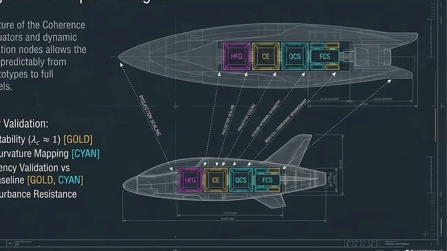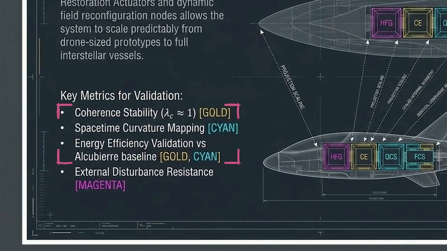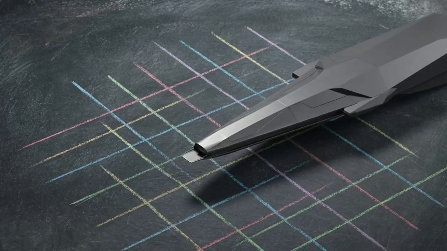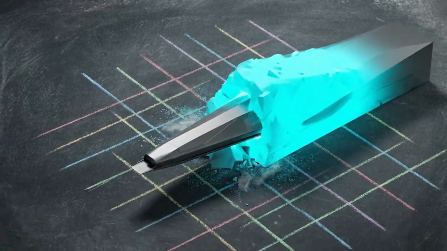The modular architecture allows these field reconfiguration nodes to scale predictably from drone prototypes to interstellar vessels. Physical trials validate this by mapping spacetime curvature, ensuring coherent stability, and measuring energy efficiency against Alcubierre benchmarks. By utilizing the physics of higher dimensions, faster-than-light transit becomes a process of engineering the hyperverse geometry itself.